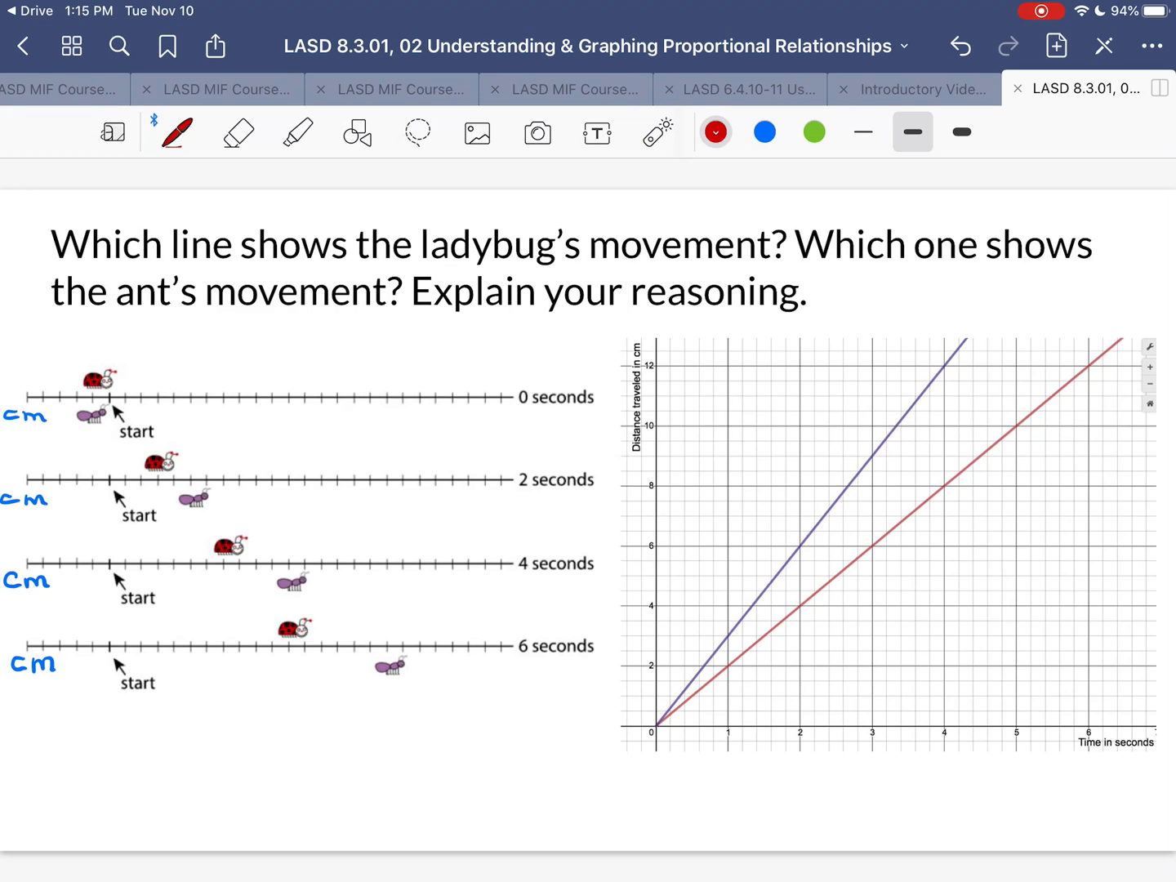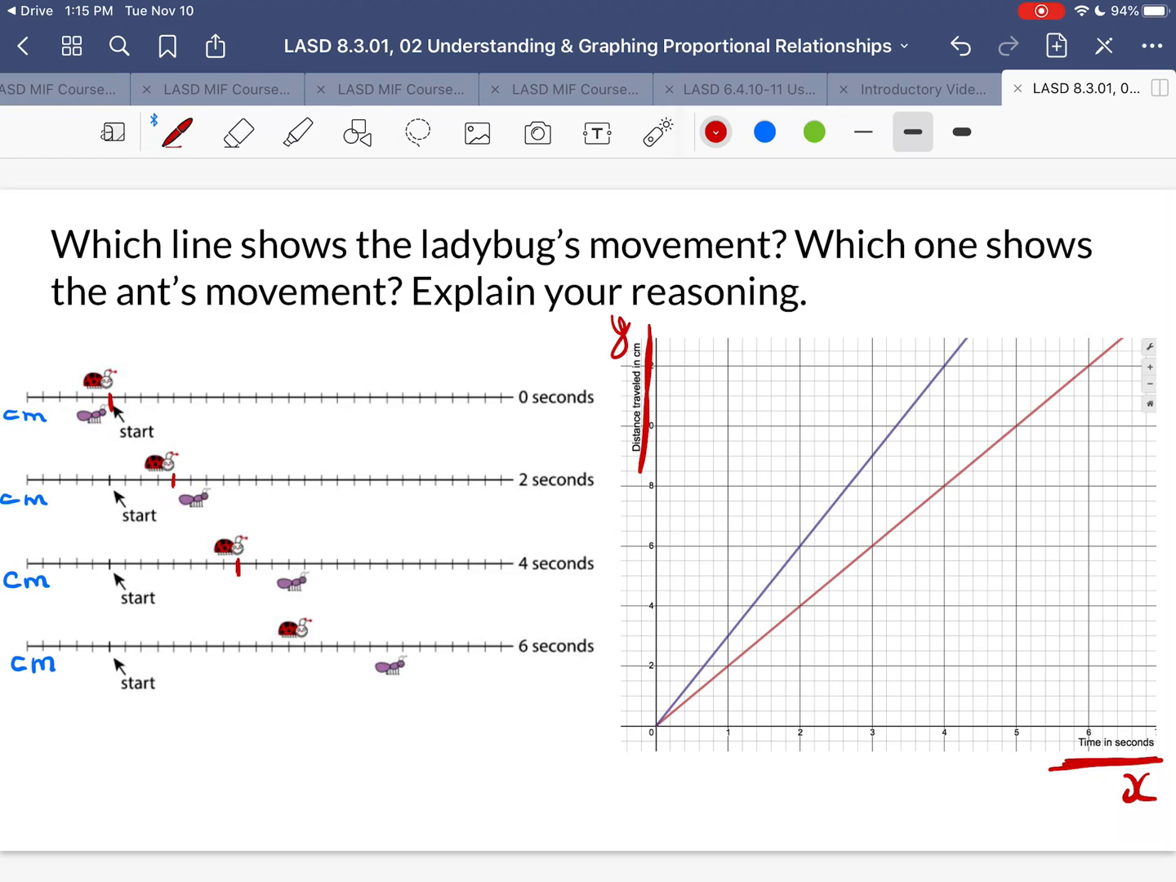Here we have a story about an ant and a ladybug having a race, and they are going to be represented on this coordinate plane where time is on the x-axis and distance is on the y-axis. So this is x and this is y. And we can see they both start off at the same point, and after 2 seconds the ladybug has travelled 4 centimetres, and after 4 seconds the ladybug has travelled 8 centimetres.